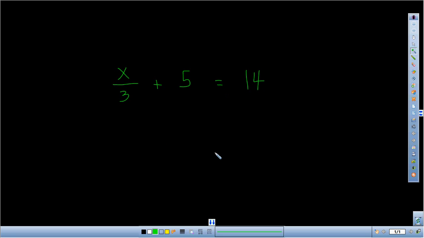So let's think about those steps. We started with the unknown value x. We divided it up into 3 parts. And then we said that a third of that x added to 5 makes the same thing as 14. So remember that. We started with the division, and then we added 5, and that made 14.